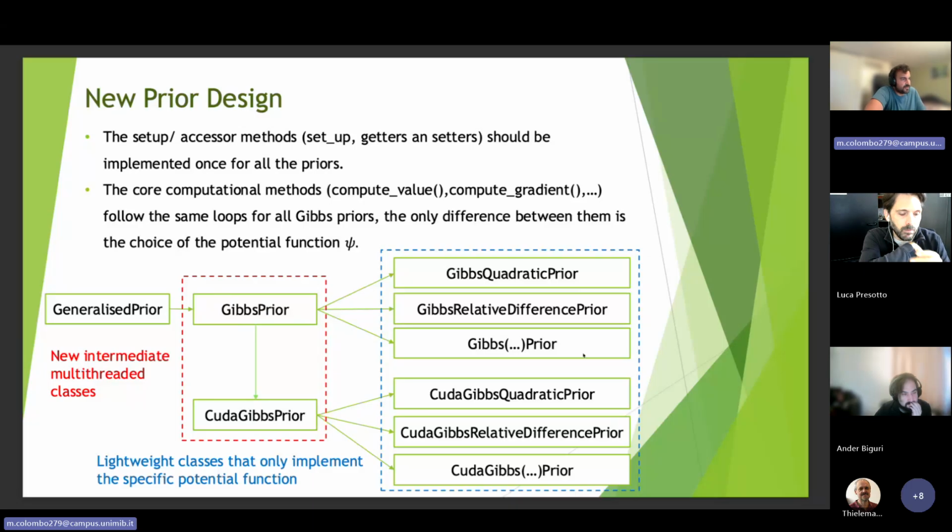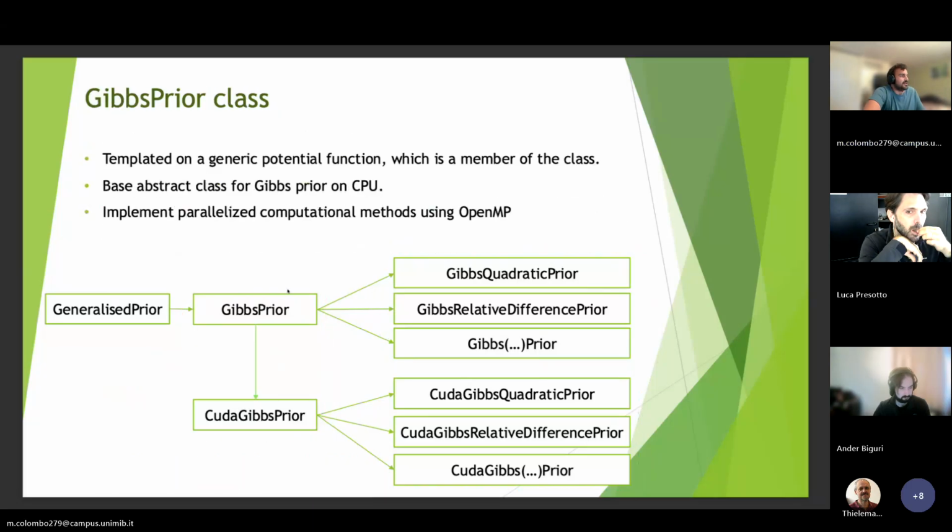This way, let's focus for a second on the CPU side. When we want to implement a new prior, we can derive it from Gibbs prior and define it as such, those 3 blocks. But those 3 classes now need only to implement the potential function, because all the methods are actually implemented in the Gibbs prior. To achieve this, we templated the Gibbs prior class on a potential function, which now belongs to the members of the class. And of course, the Gibbs prior is now parallelized. So all the loops inside the computational methods are parallelized using OpenMP.